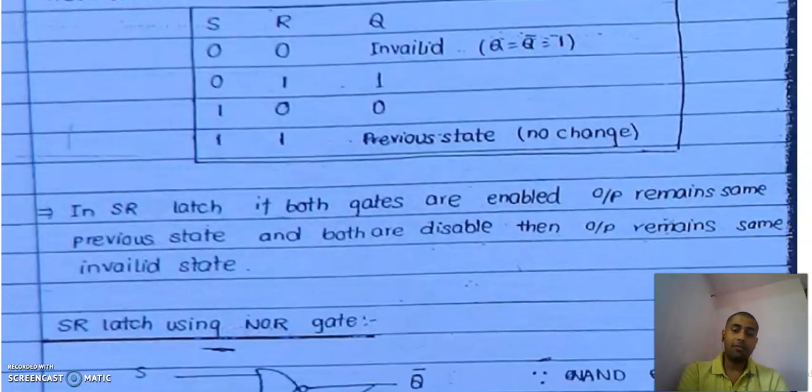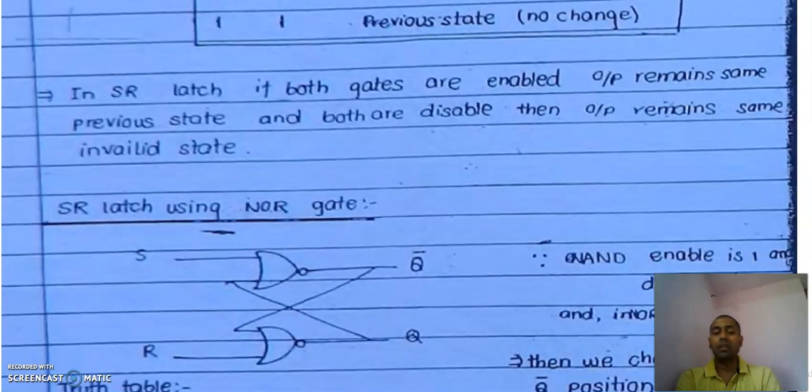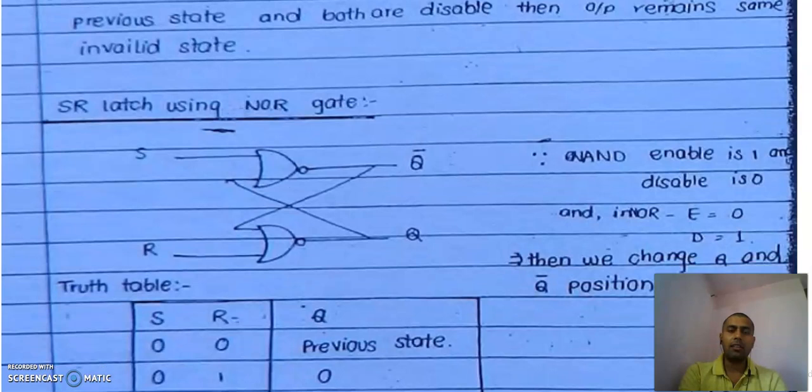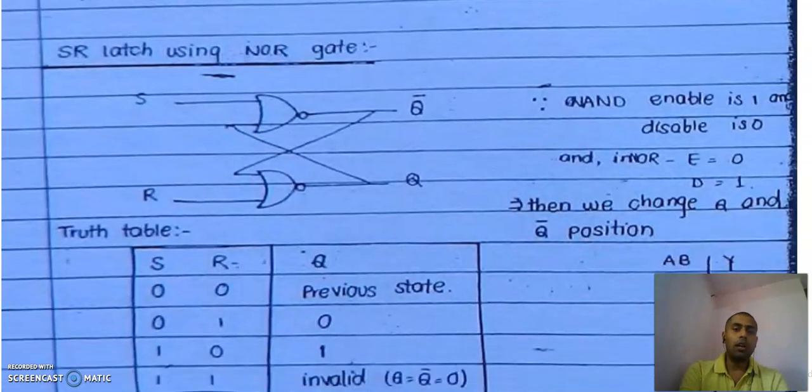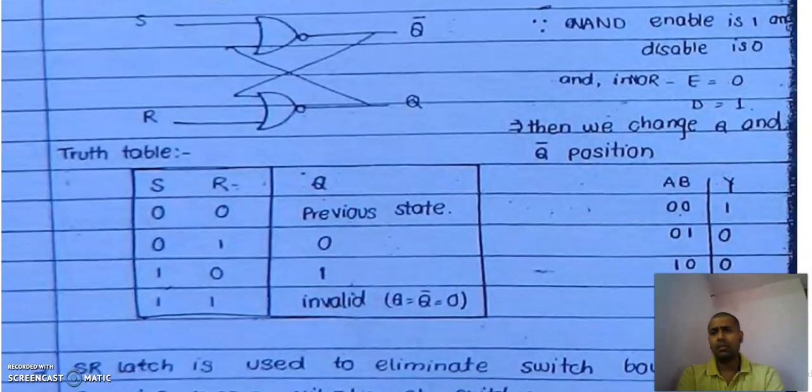Now next we start with the SR latch using the NOR gate. In this case, we just replace the NAND gate with the NOR gate, and in front of S we have written Q bar, in front of R we have written Q, and we also know the truth table of the NOR gate, which is also mentioned on the right side.